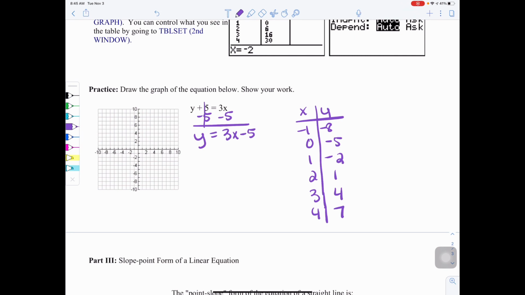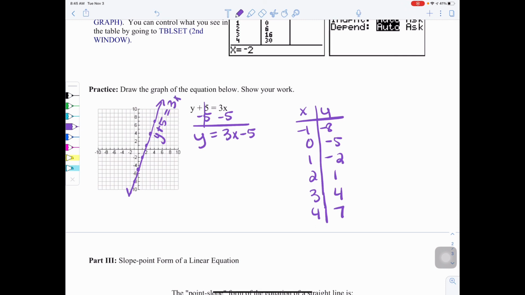I did 6. So -1, -8, I'm going to plot 0, -5, 1, -2, 2, 1, 3, 4, and then 4, 7. You can see it's following the pattern of a line. Going to connect it, put arrows on the ends, and then make sure you label it with the original equation, y plus 5 equals 3x.